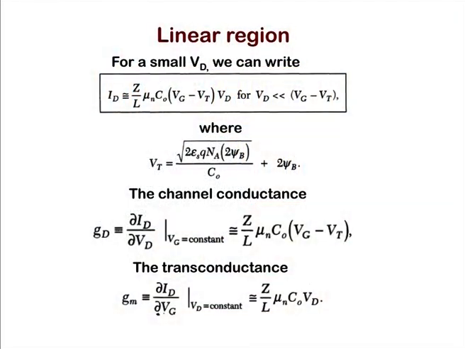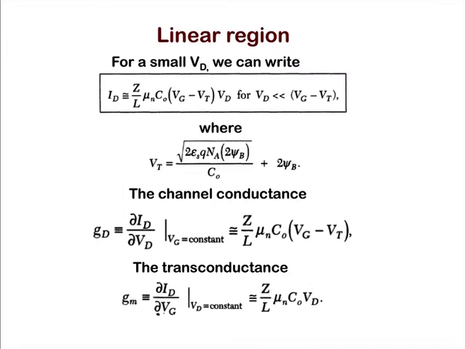Now, in the linear region we can use an approximation because our Vd is very small. So we can write our drain current Id equal to Z upon L mu n C0 (Vg minus Vt) into Vd. This approximation is valid when Vd is very small compared to Vg minus Vt, where Vt is the threshold voltage, which we have already calculated.